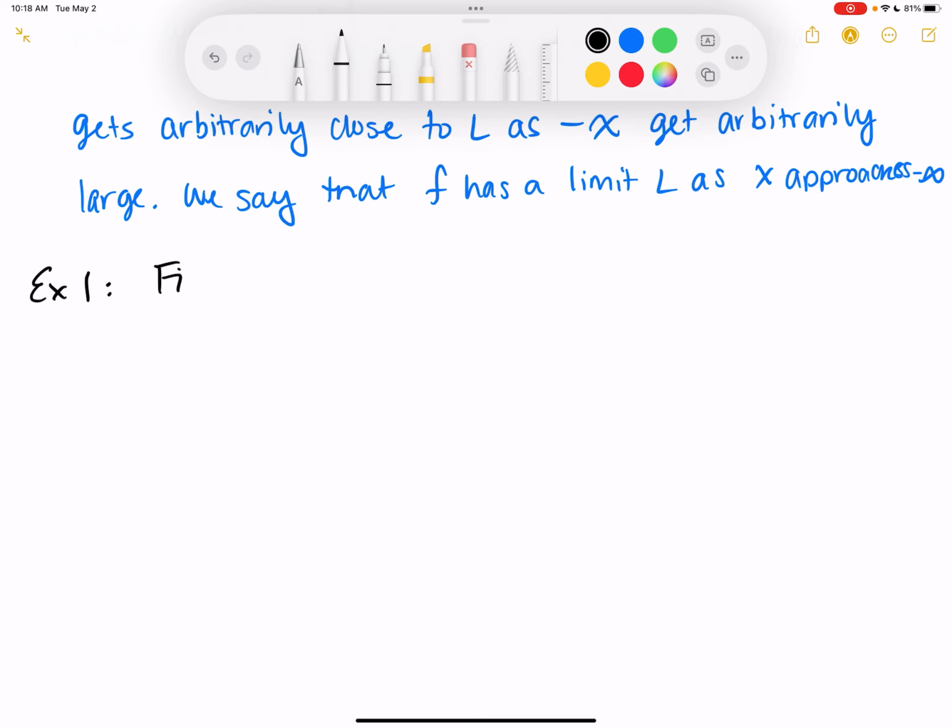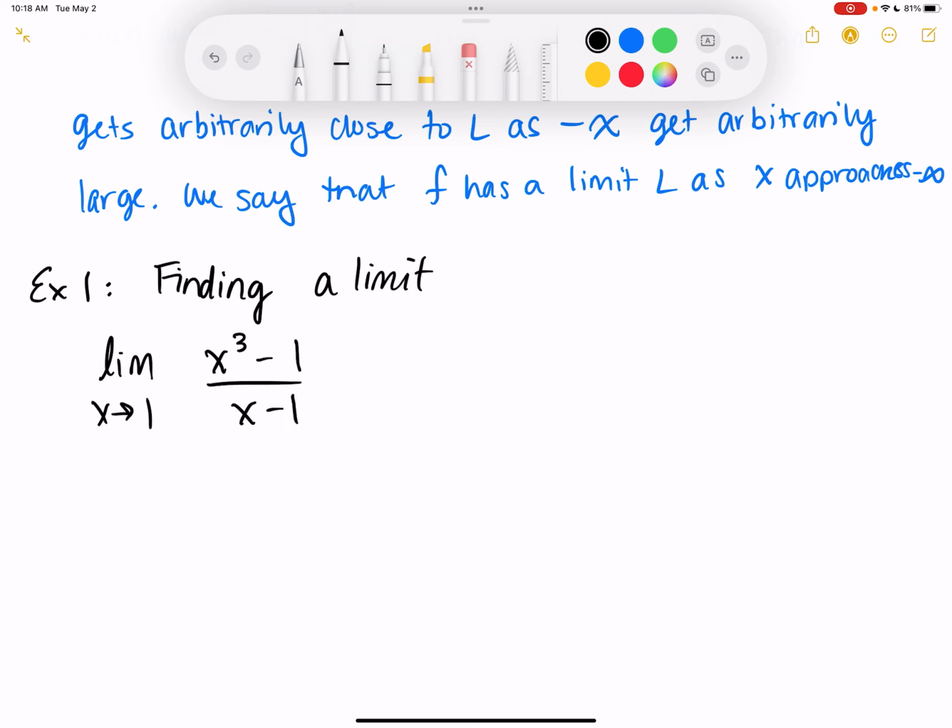Finding a limit. So if we had the limit as x approaches 1 of x cubed minus 1 over x minus 1, first thing I always look at is, can I plug in whatever x is approaching and have it exist? Well, the problem is if I plug in 1 on the bottom, that gives me 0, and the denominator is undefined, so I can't do that yet. So what I want to do is see if I can factor the top and see if something will cancel.